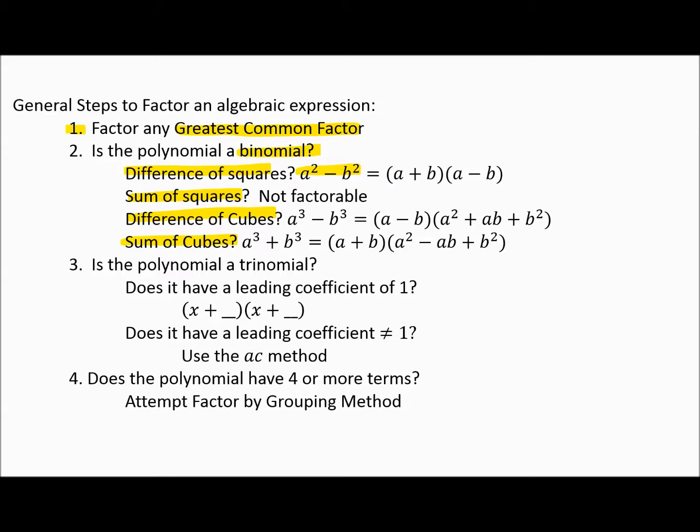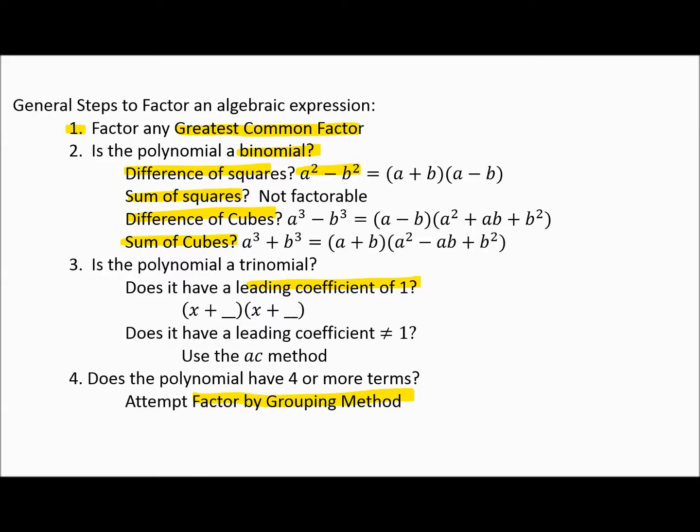Remember, a trinomial is 3 terms. If it has a leading coefficient of 1, it's as simple as finding numbers that multiply to be the constant and add to the middle number, and you write it out as x plus those two numbers. But if it has a leading coefficient not equal to 1, and there's an entire video on this, you use the AC method, or you can use trial and error if you choose. And finally, does it have 4 terms? Factor by grouping is the way to go there.